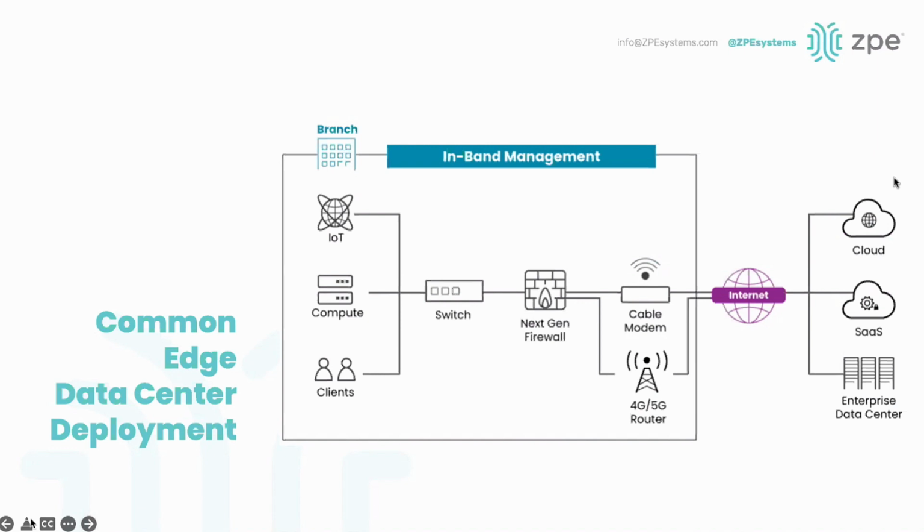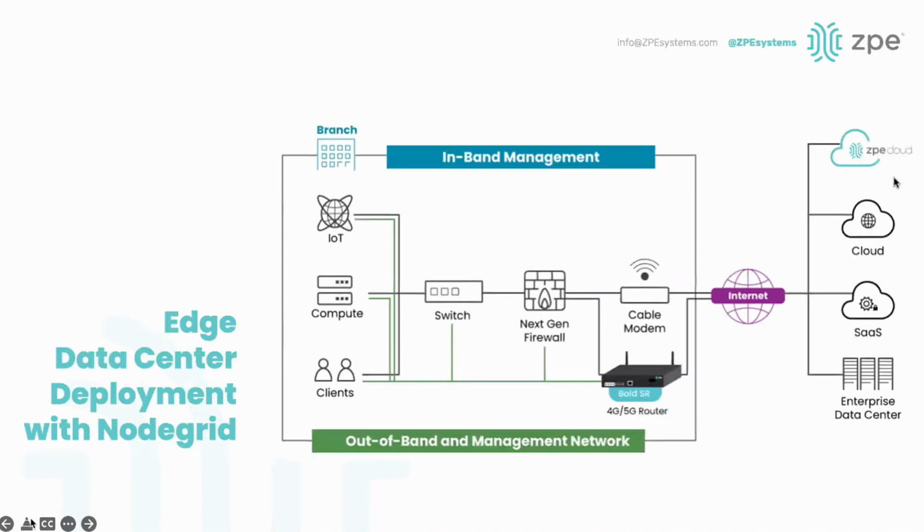And then on the branch side, you have either an SD-WAN appliance, or you might have a next-gen firewall appliance with a switch. And then depending on what the branch is doing, IoT devices, compute, or normal clients are deployed there.